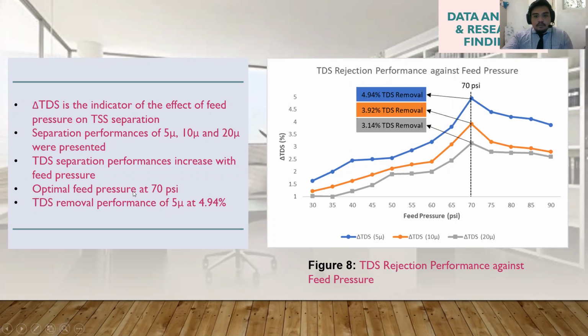From this graph, it is found that the TDS rejection performance depends on both feed pressure and pore size of the membrane. The TDS removal performance of 5 micron is the highest, which is at 4.94% compared to the other two pore sizes of microfilter. The TDS removal performance is low for microfiltration because a microfilter can only remove TDS up to 10%.